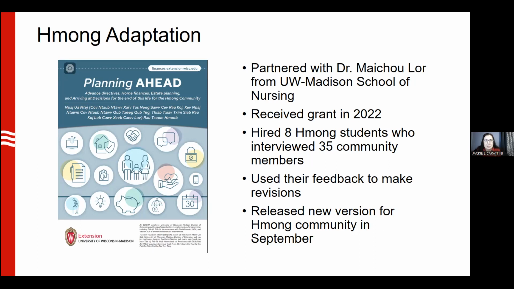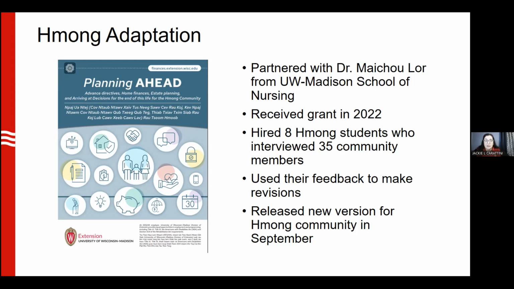It's not a direct translation, so it's a little different than just saying we translated something, because we realized that that really wasn't going to work. Again, partially because words didn't translate, but then also because there were a lot of other needs. So one of the things we learned specifically is that the Hmong language, like many other languages, is a storytelling language. So we really needed to make it much more easy for folks to understand.